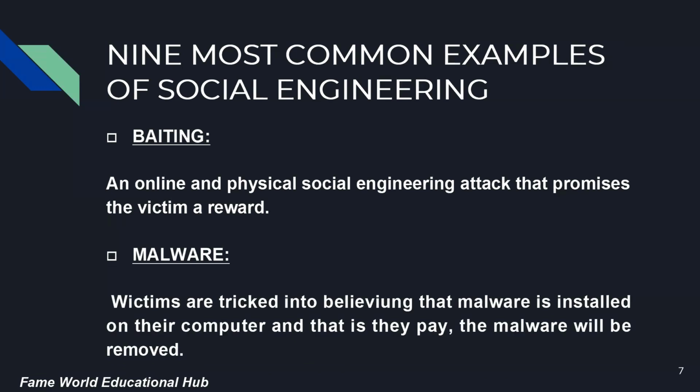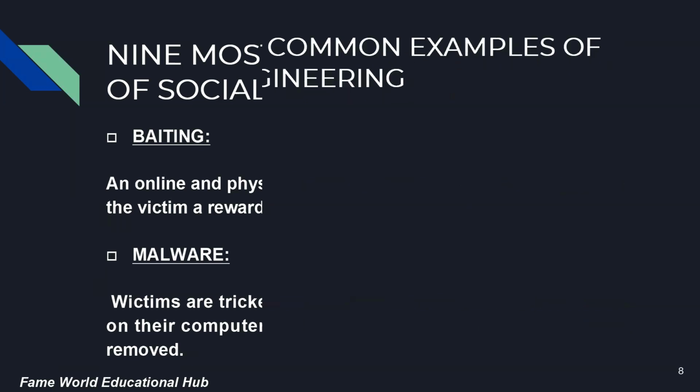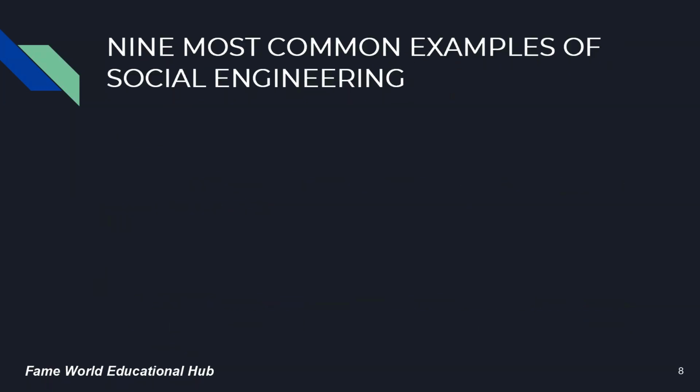Victims are tricked into believing that malware is installed on their computer, but actually it's not. They are tricked, and then they have to pay: if you pay, I will remove the malware. That is actually a type of ransomware. As you can see, it's written as an example. This is an example of ransomware, where you have to pay to get your data and information back. But most of the time, the person does not get the information back even after paying.